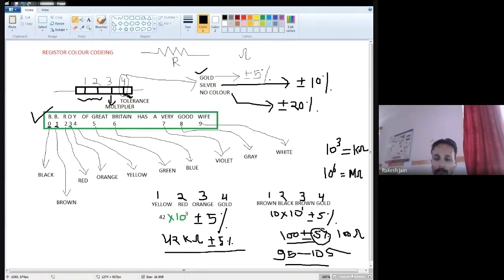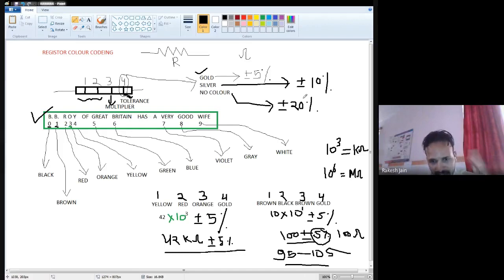It means 5% up down is there. So 100 multiplied by 5 by 100. 5% means 5 upon 100 multiplied by 100, that is 5. So either 5 less, or 5 more. So 100 minus 5 is 95 and 100 plus 5 is 105. So in between any value of 95 to 105, we can see on the multimeter.